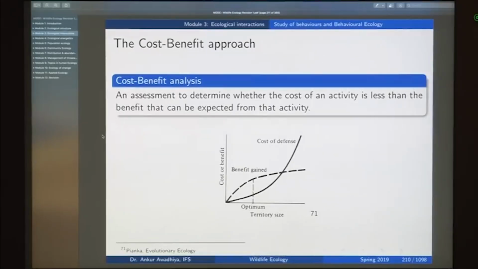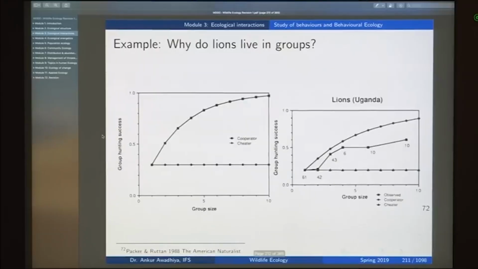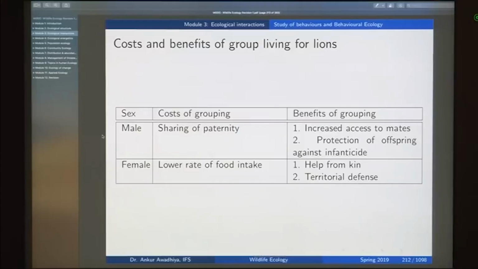Now, we looked at the cost benefit approach. So, this approach says that we need to make an assessment to determine whether the cost of an activity is less than the benefit. If the cost is less, the benefit is more, so the organism will go for that particular activity. We looked at examples of why do lions live in groups, what are the costs and benefits to the male and the female.